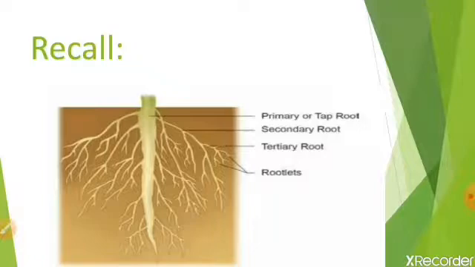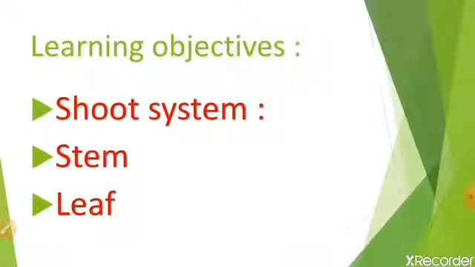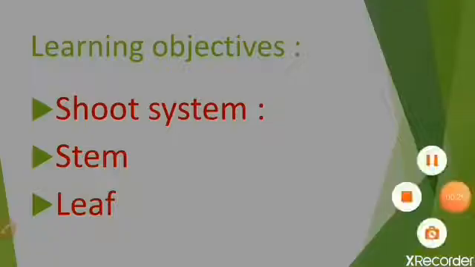In last class, we have seen about the root system of plant. Am I correct, children? Yes. Today we will learn about the shoot system of a plant. Children, are you eager to learn about the shoot system? Yes, the plant parts which grow in the air.